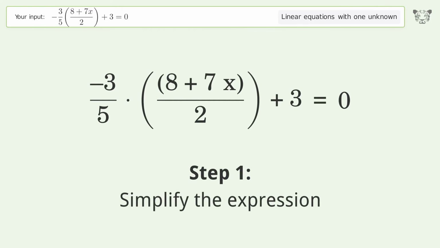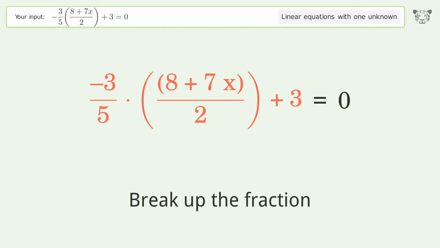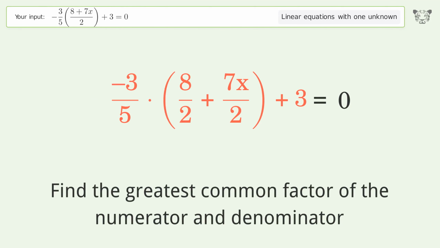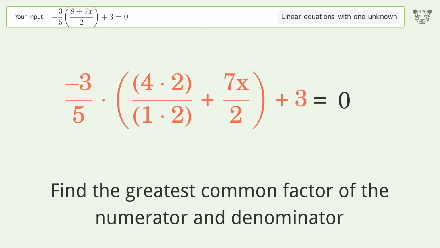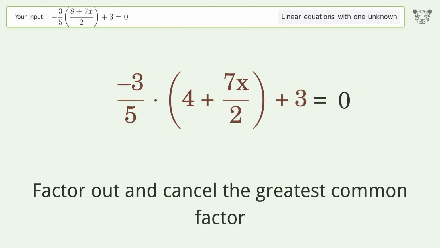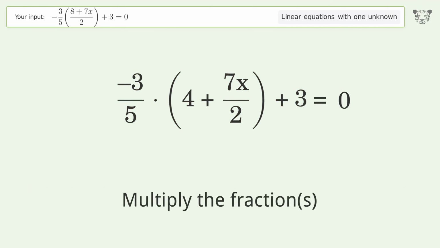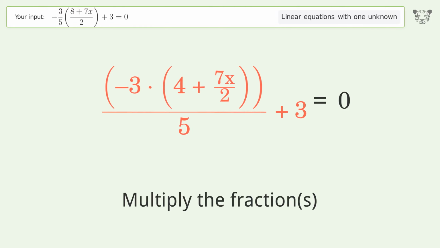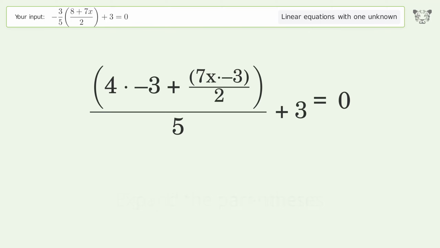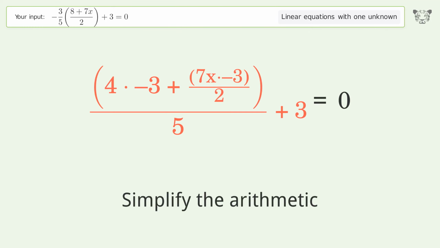Simplify the expression. Break up the fraction. Find the greatest common factor of the numerator and denominator. Factor out and cancel the greatest common factor. Multiply the fractions. Expand the parentheses. Simplify the arithmetic.